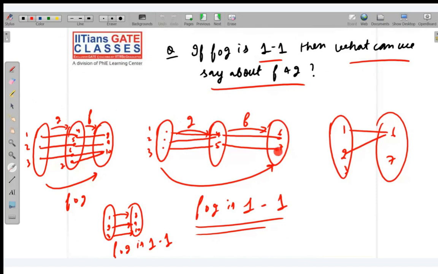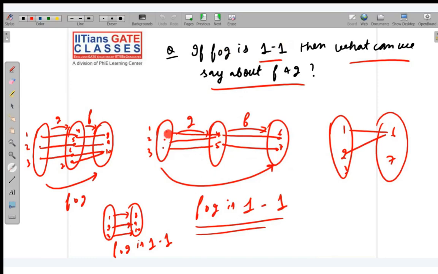First we will make g and then we will make f. So g should be 1-1, right? If g is not 1-1, then forget about it, f o g can never be 1-1. When g is many-one, then f o g will be many-one. It can never be 1-1.